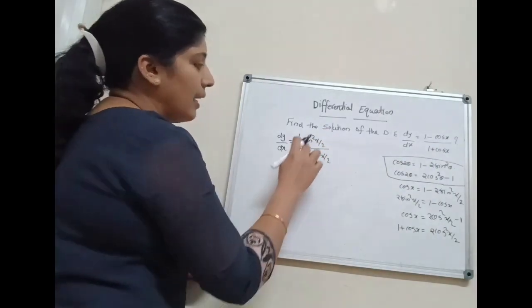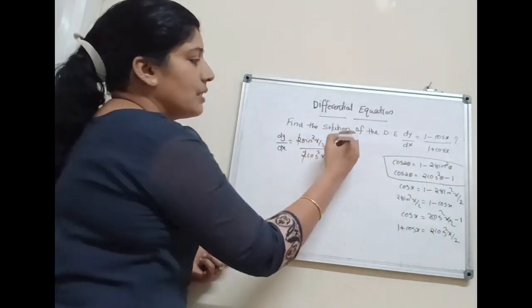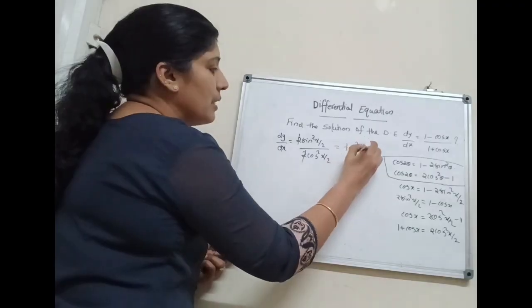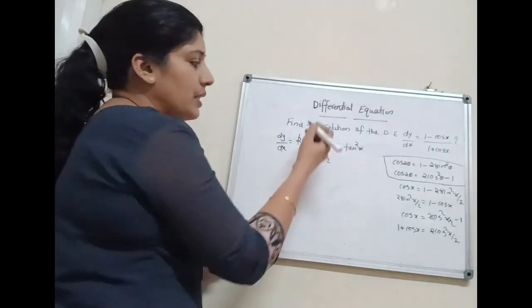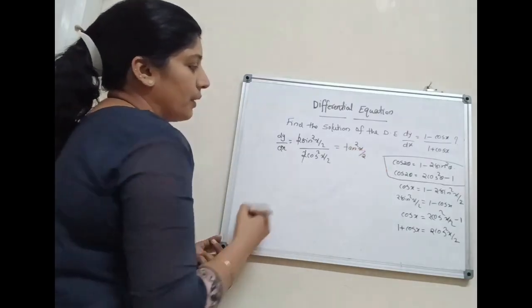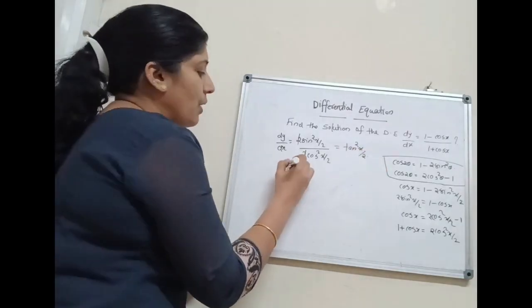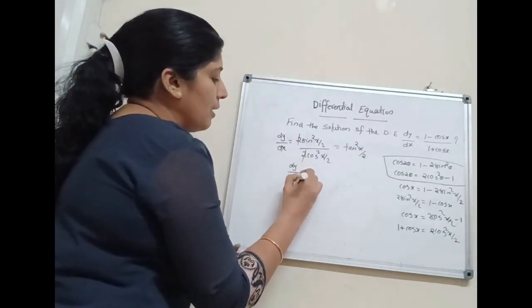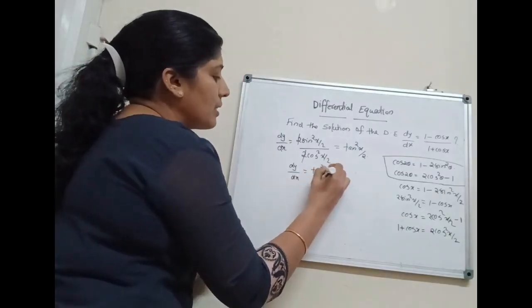2 cancelled. Then sin square x by 2 by cos square x by 2. That is tan square x by 2. Sin theta by cos theta, that is tan theta. Therefore, sin square x by 2 divided by cos square x by 2 is tan square x by 2. Therefore, the given differential equation can be changed in the form dy by dx equal to what? Tan square x by 2.